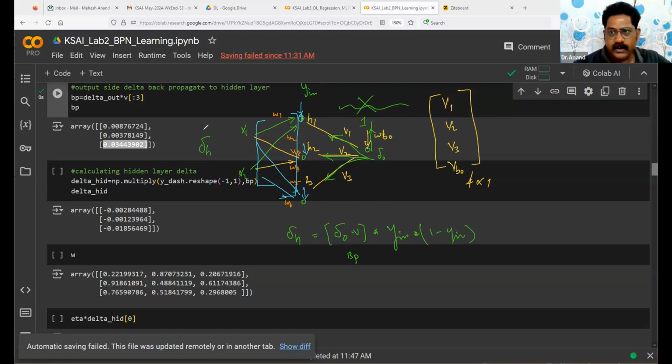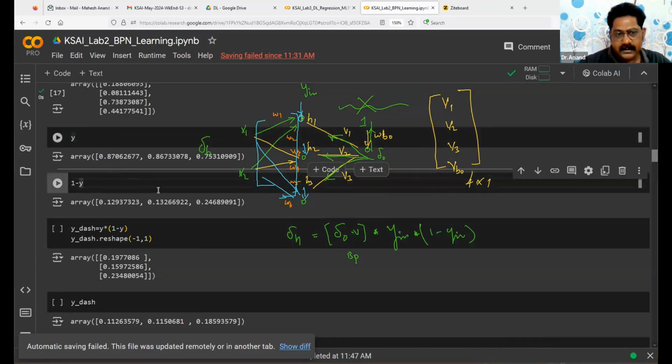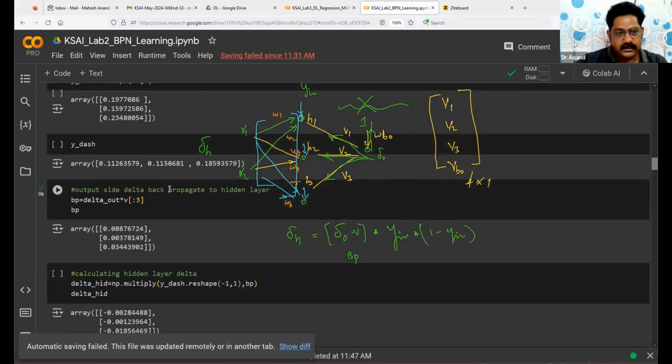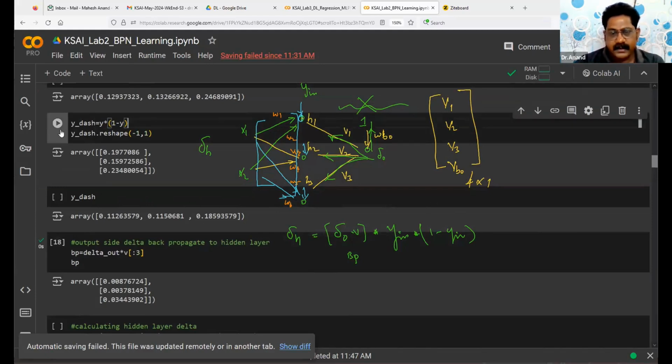So that Y in into 1 minus Y in, I have calculated separately over here. You could see here, this is Y, this is 1 minus Y. So Y into 1 minus Y, we keep this component in a variable called Y dash. Okay, I keep this Y into 1 minus Y because I need to multiply this, Y into 1 minus Y.